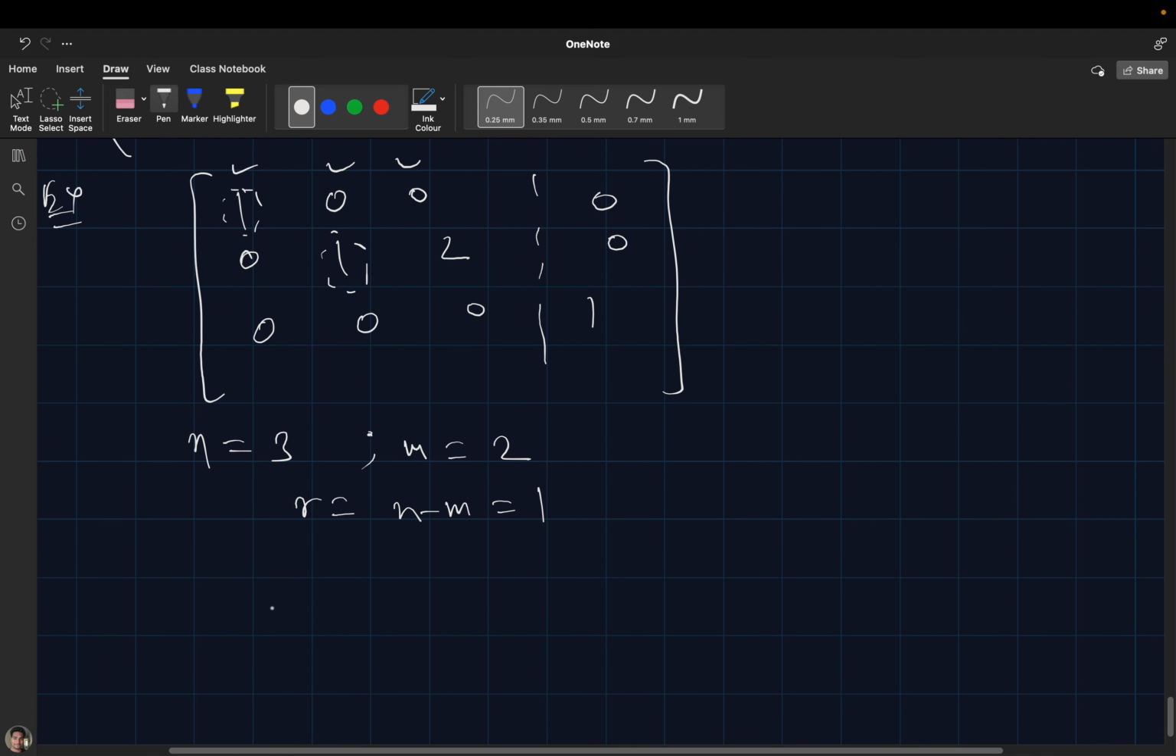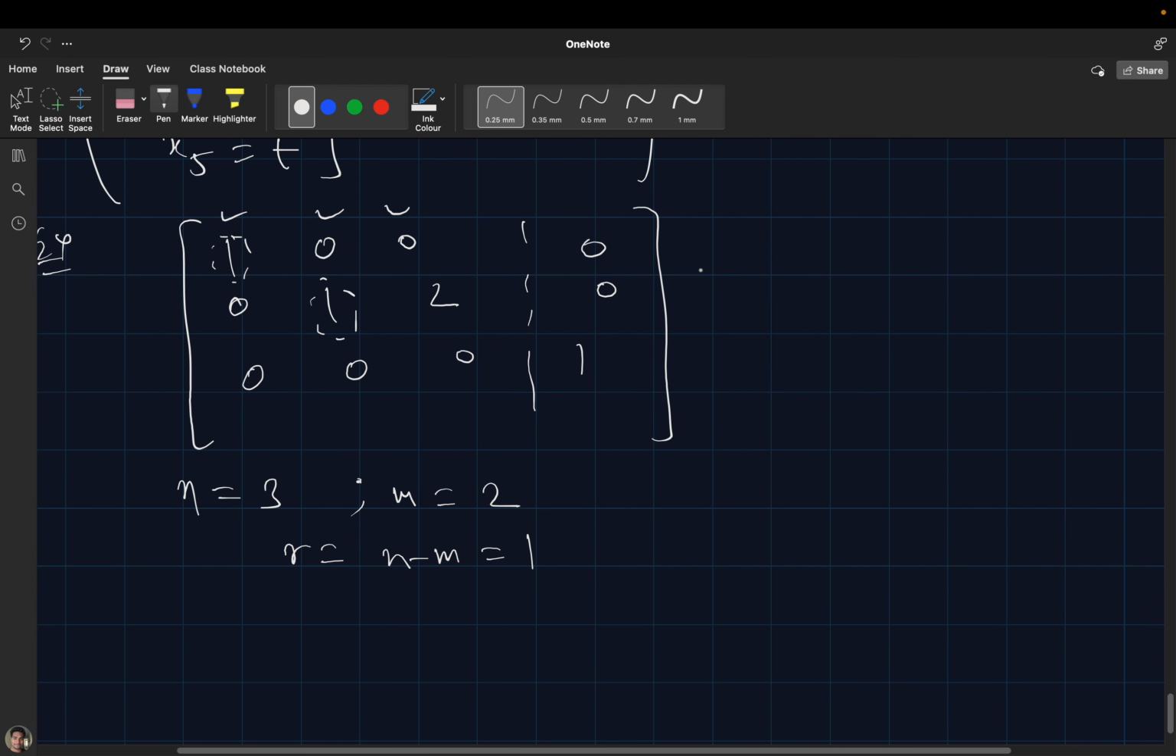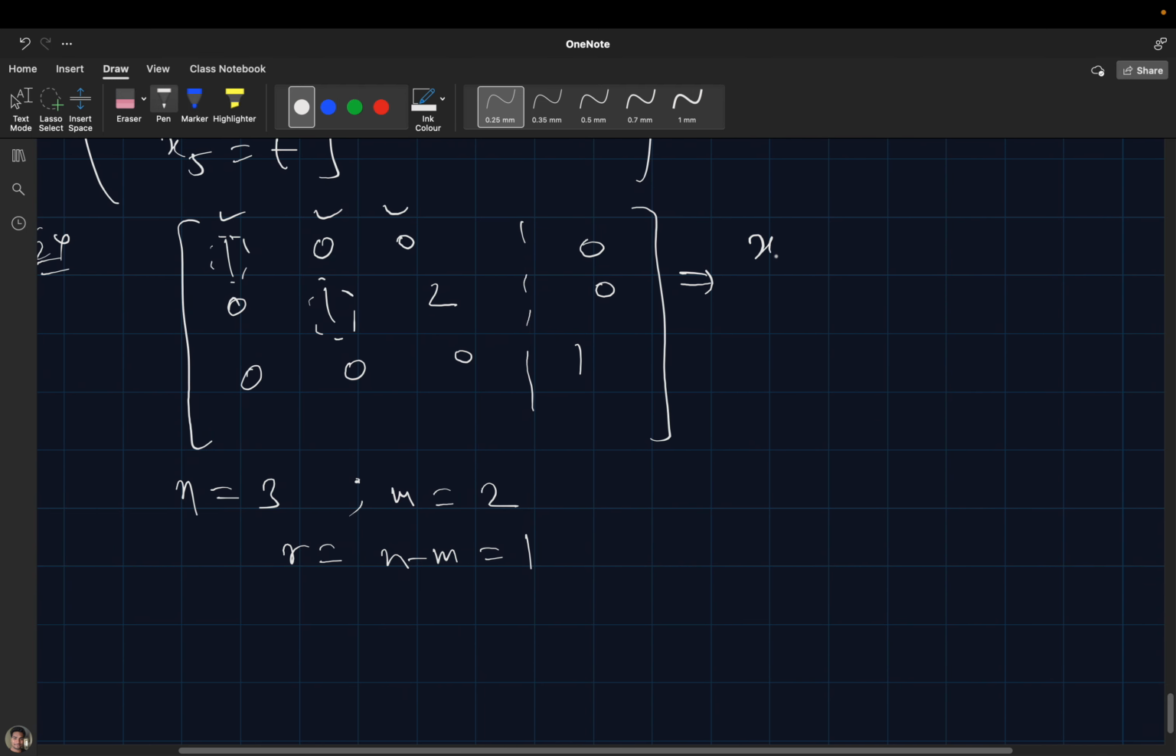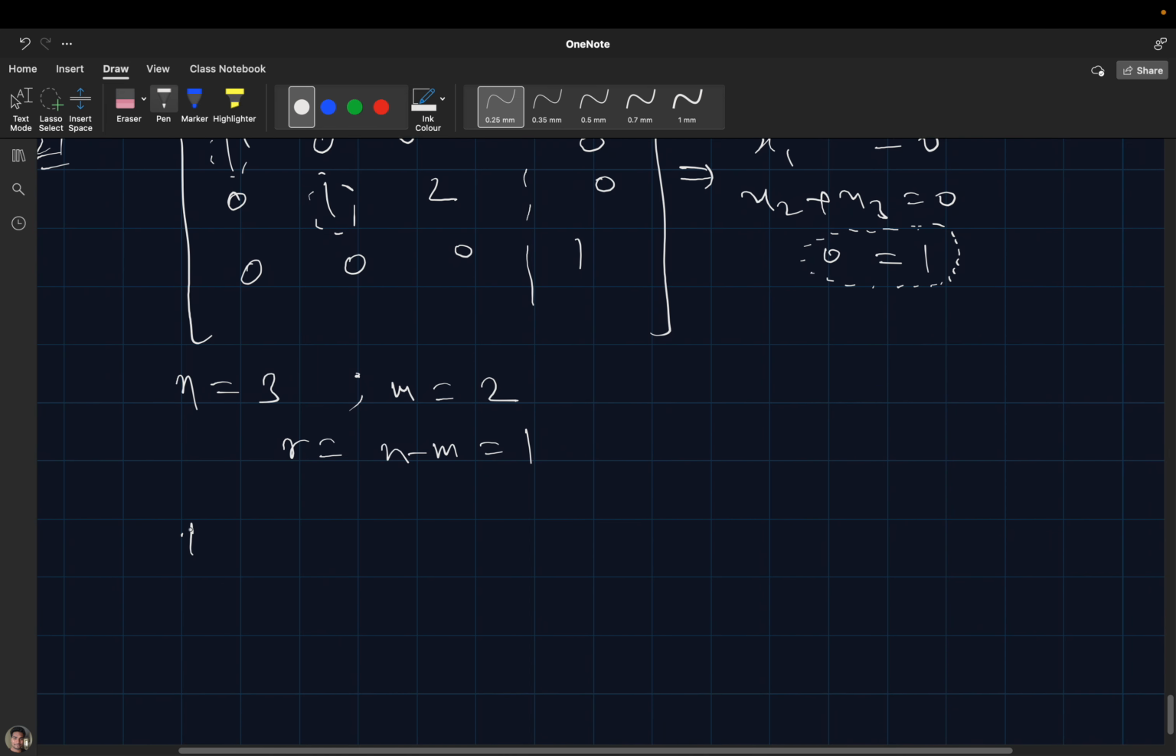But here there is a catch. There is a problem here. If you write it in equation form, you can see x1 equal to 0, x2 plus x3 equal to 0. But here you can see 0 equal to 1. Which means that 0 is not equal to 1, which means there is no solution.